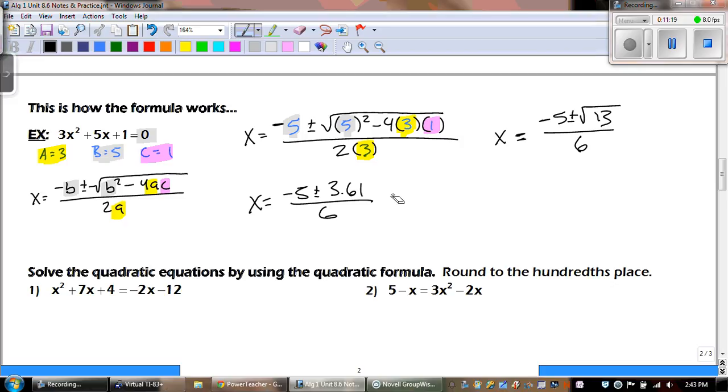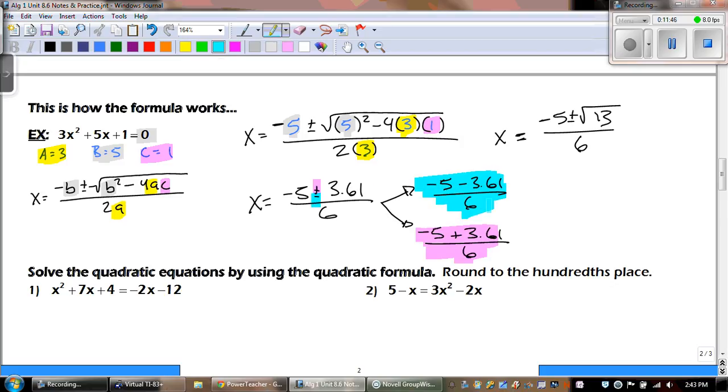Okay, and now we have two equations. We have negative 5 minus 3.61 divided by 6 and negative 5 plus 3.61 divided by 6. Okay, remember that there's the plus, so there's my plus equation, and the minus, there's my minus equation.